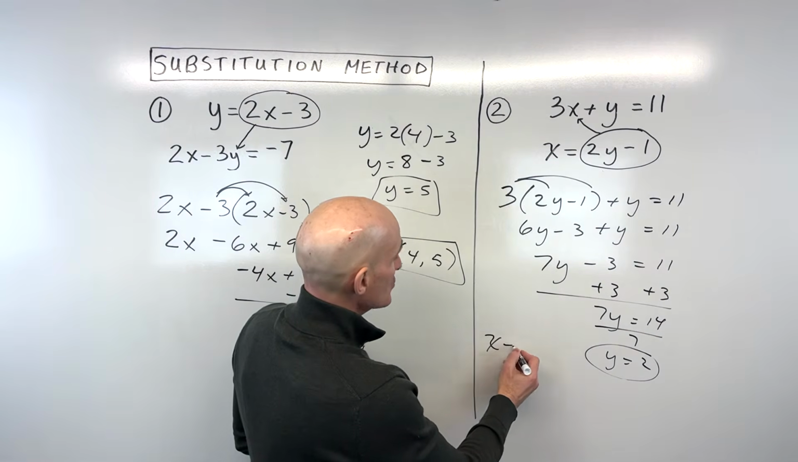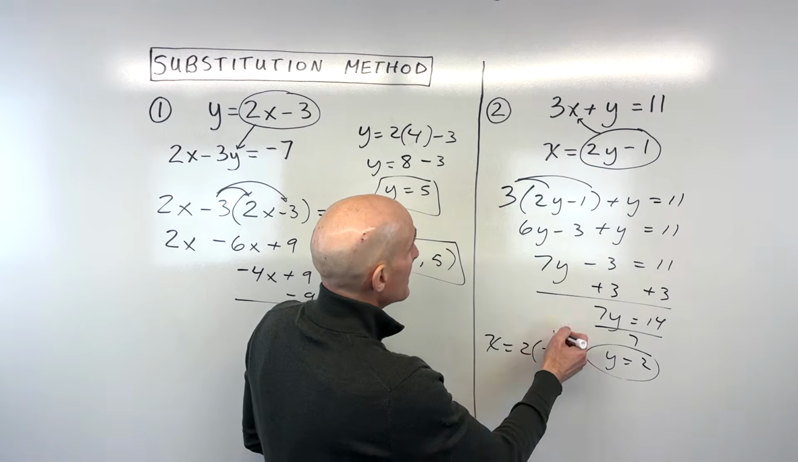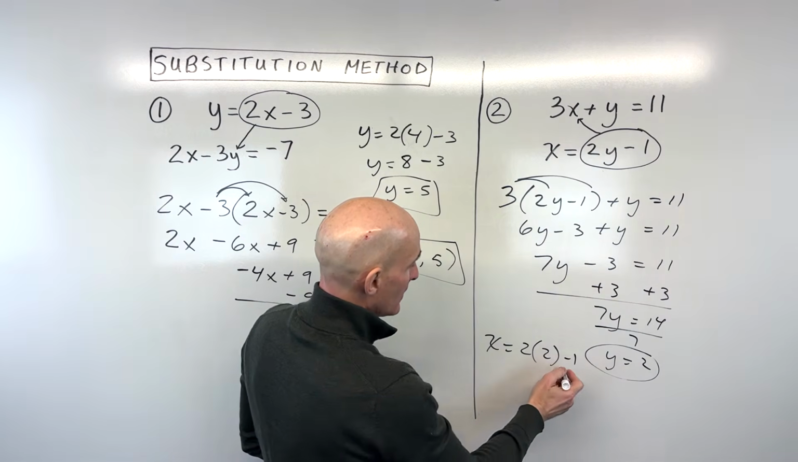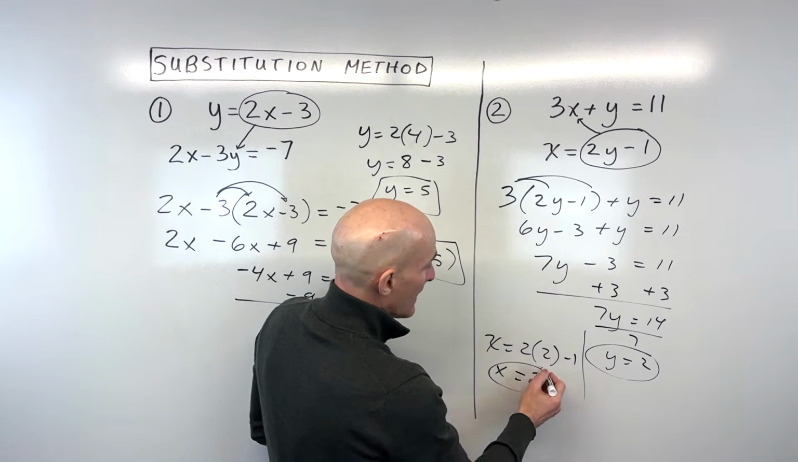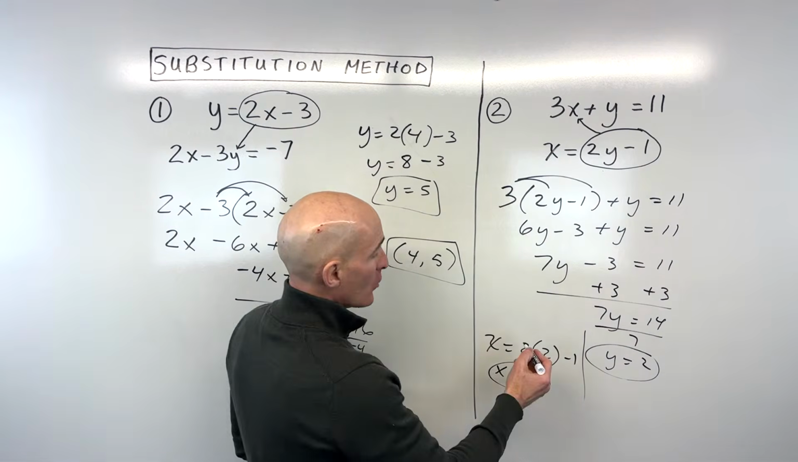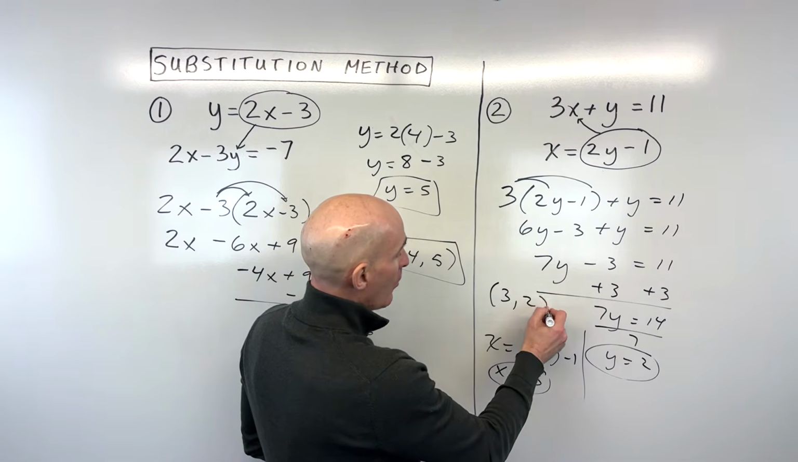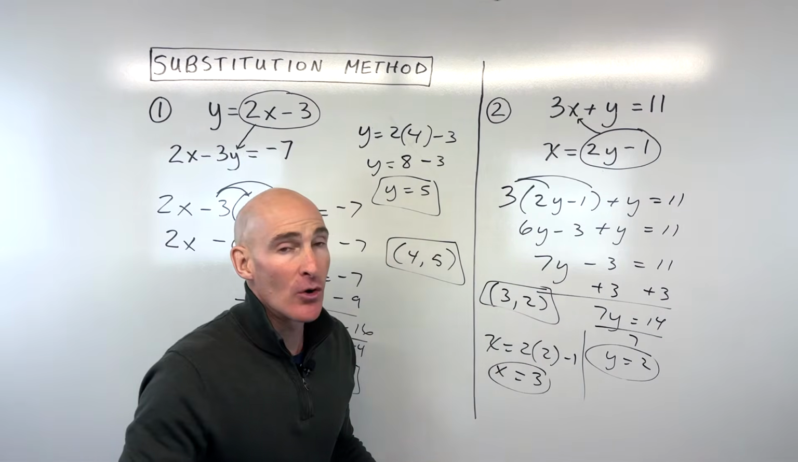I'm going to do this bottom equation since x is already by itself. It's going to be a little bit easier, so x equals 2 times y, which is 2, minus 1. So that comes out to 4 minus 1, which is 3. And now when we write our final answer, we want to write it as a coordinate, x comma y, so 3 comma 2. So let me erase the whiteboard.